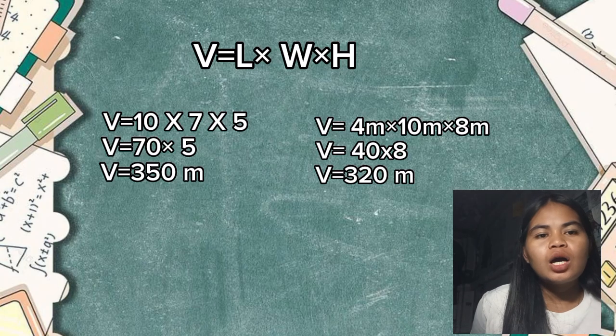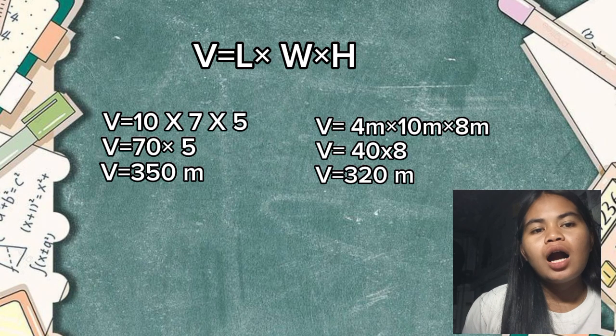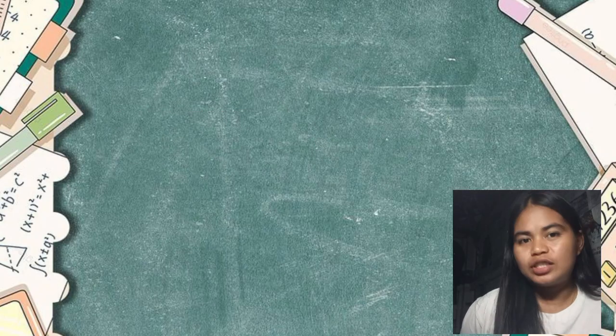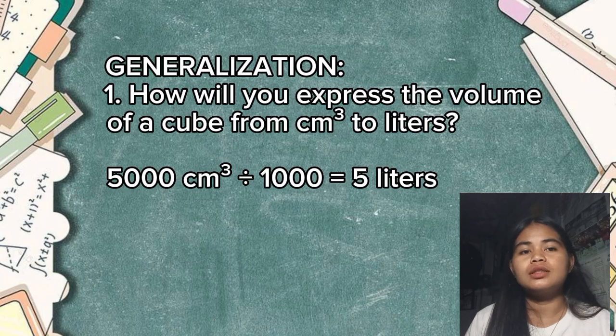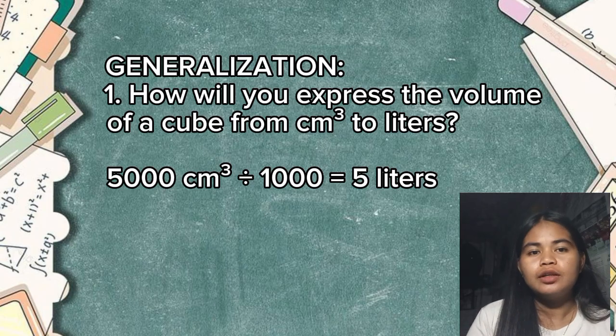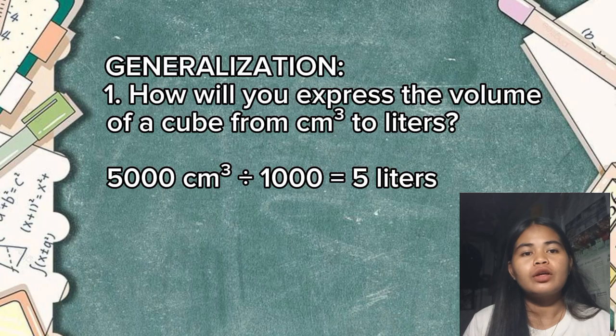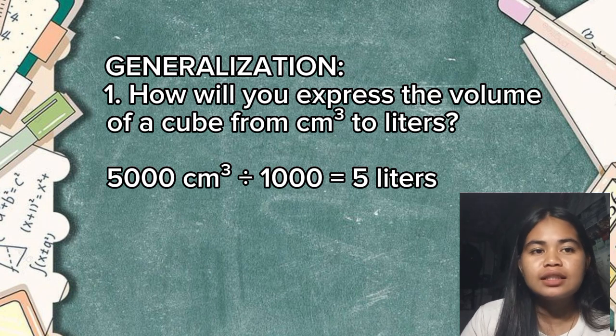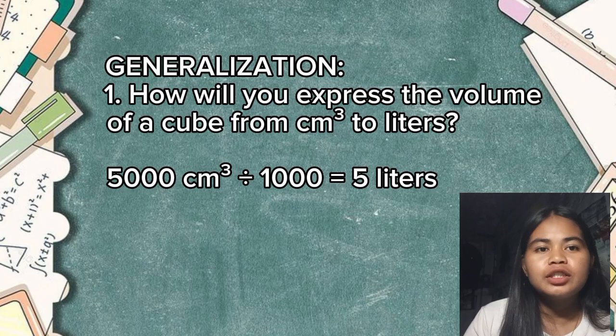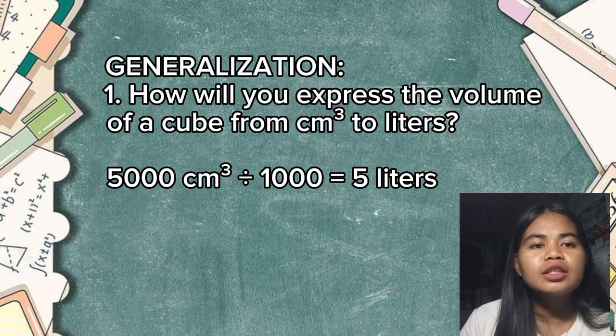So nasabtan na guys. Okay, kay nasabtan mo ninyo, I will ask you some question again, okay? How will you express the volume of a cube from centimeter to liters? Okay, you need to convert the volume of a cube from cubic centimeters to liters. You can use the following conversion. 1 liter equals 1,000 cubic centimeter. So, to convert a volume from cubic centimeter to liters, divide the value in cubic centimeters by 1,000.